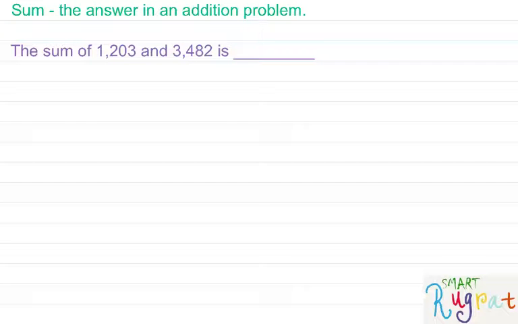Hello students, in this video I'm going to be going over the vocabulary for Unit 2, which is going to be addition up to 10,000. In this unit we will be adding with regrouping and without regrouping.